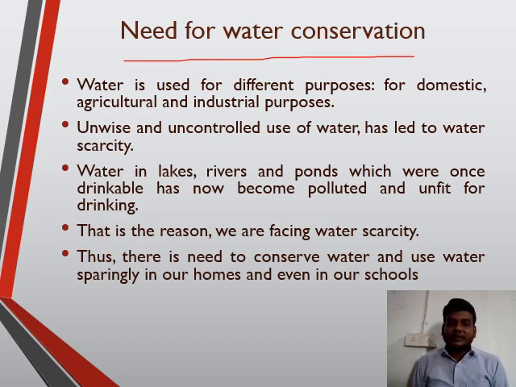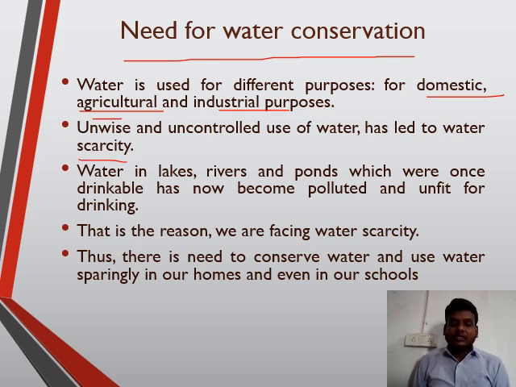Here water is used for different purposes: domestic, agricultural, and industry. Domestic purposes like house cleaning, cooking food, and bathing, brushing, this type of domestic purpose. And for agricultural purposes we use water for growing crops. And for industry purposes we also use water. And the uncontrolled use of water has led to water scarcity.